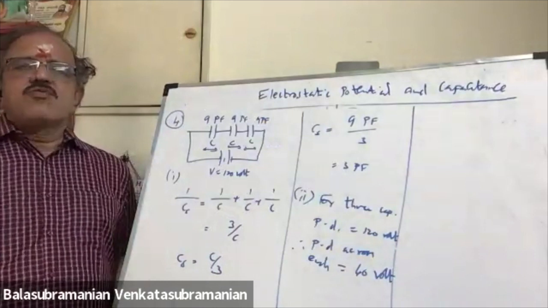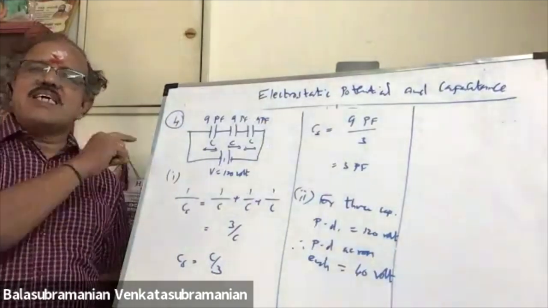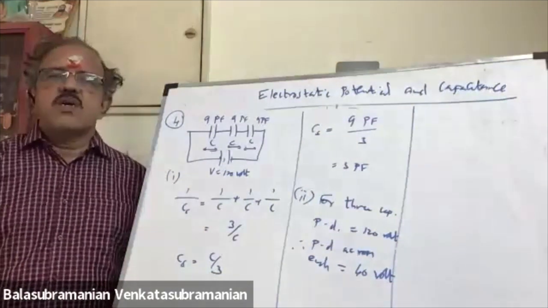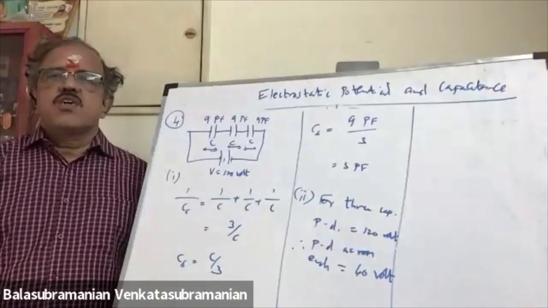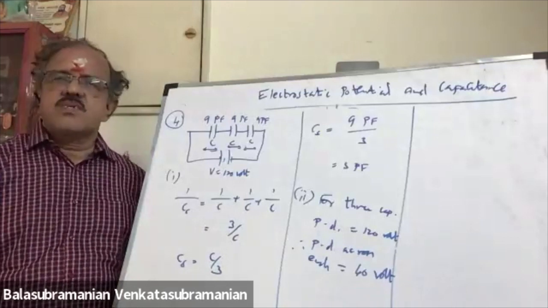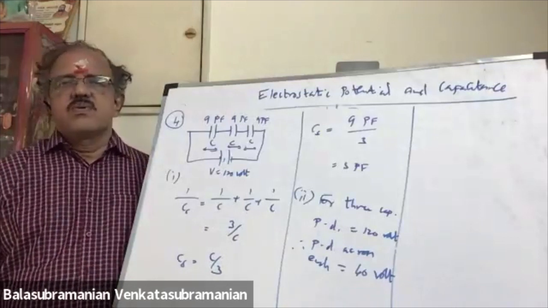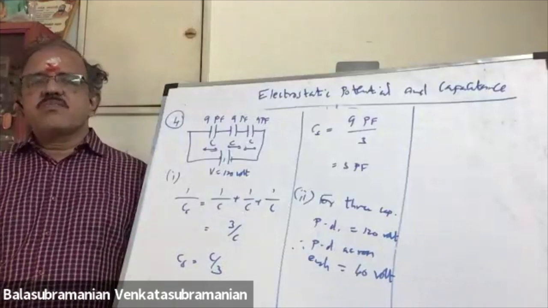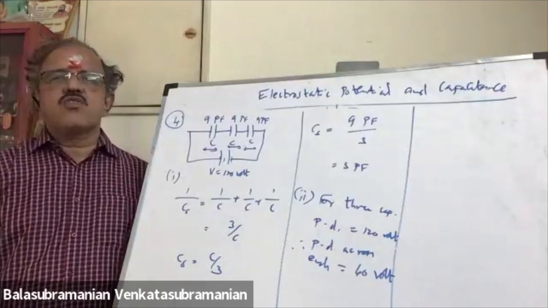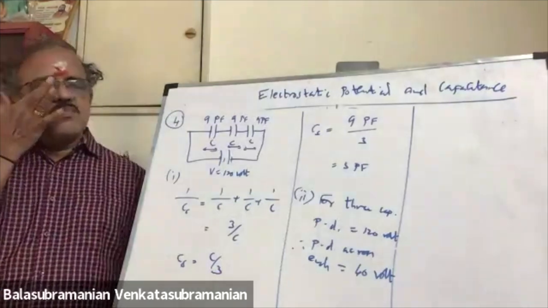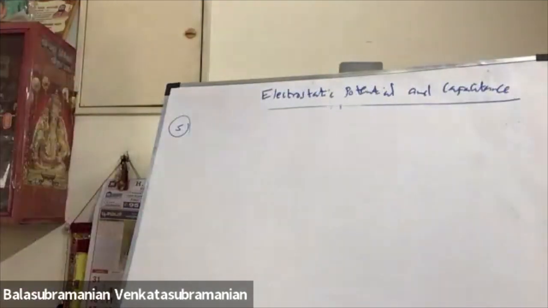Otherwise, you have to calculate Q is equal to CV. Charge is same in series connection. V is equal to Q by C. Q by C1, Q by C2, Q by C3, you have to calculate. That's all. In this case, all capacitances are same, so we are getting the same value. Otherwise, V is equal to Q by C formula, we have to substitute. Q is constant for all. So, fifth problem.